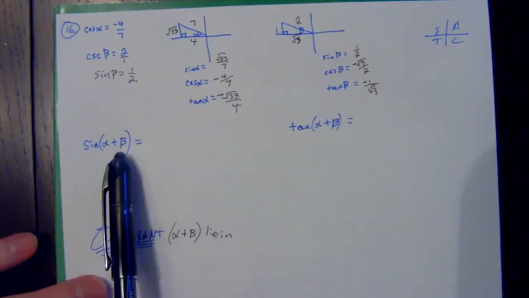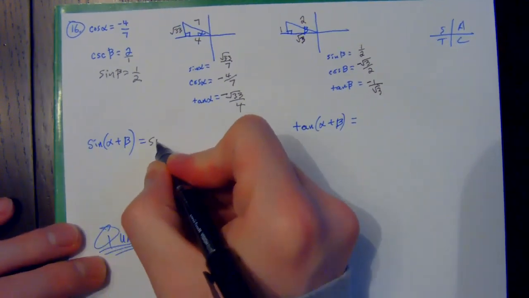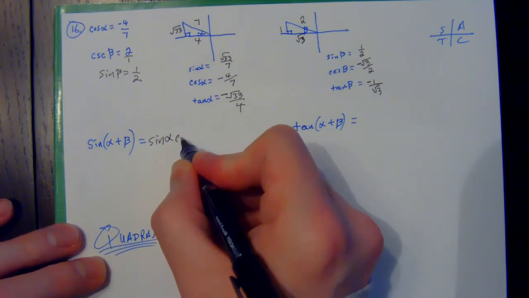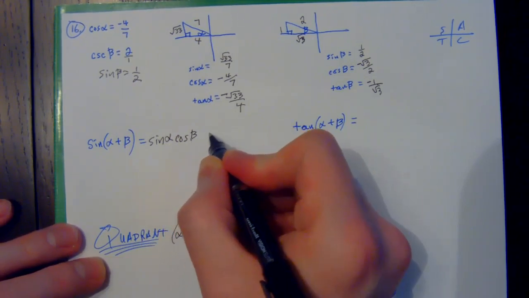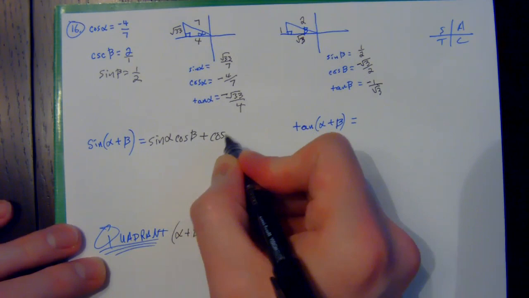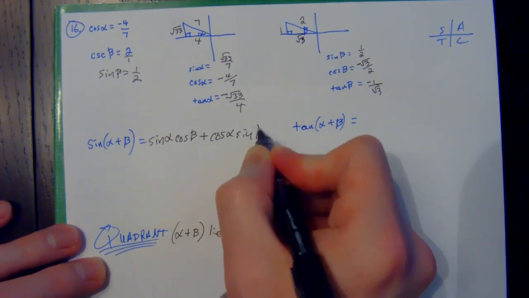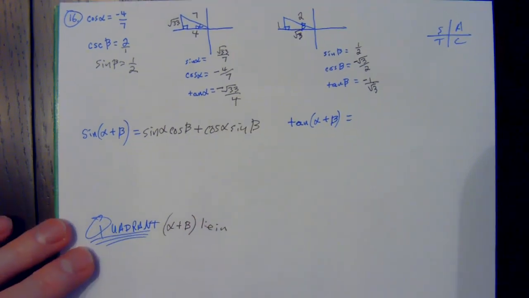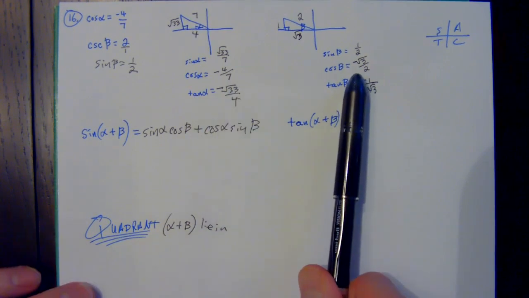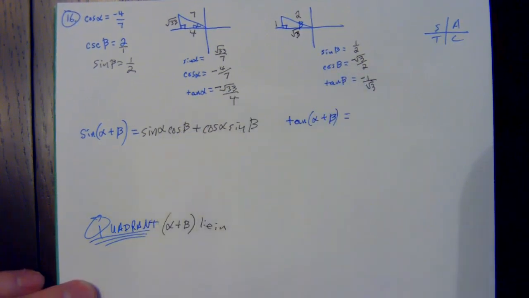Now, when you go to your formulas, sine of alpha plus beta is just your sine, cosine, cosine, sine pattern. So it's going to be sine alpha cosine beta plus cosine alpha sine beta. So there's my sine, cosine, cosine, sine. And since I already did the legwork, this is a real easy problem. All I got to do is insert those into their proper spot.